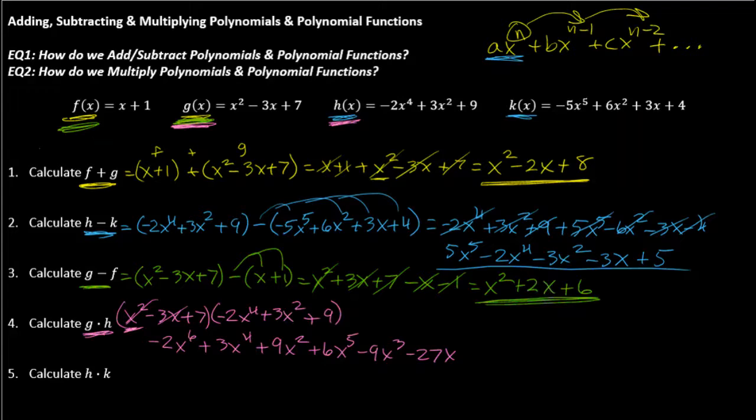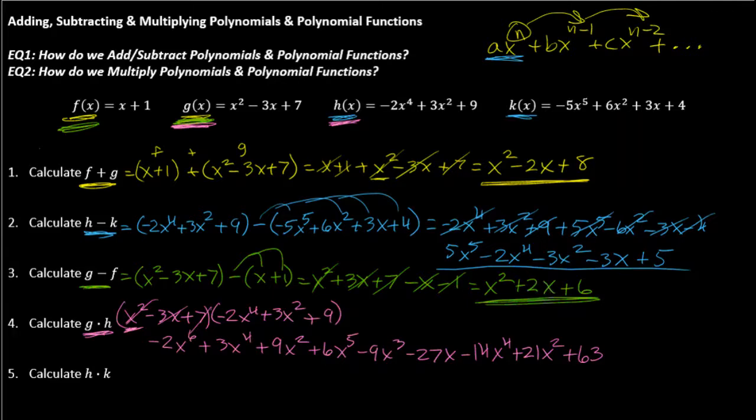Okay, and then I'm just going to distribute the 7. So minus 14x to the fourth. And then we're going to have plus 21x squared. And then we're going to have plus 63. Okay, now I just have to, and I'm not even going to do number 5 because I'm trying to keep this video short, but now all I have to do is just go ahead and combine like terms here.